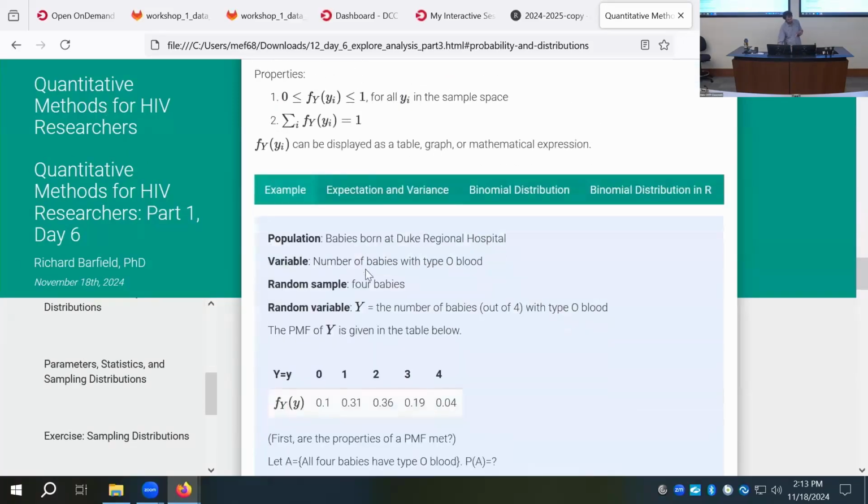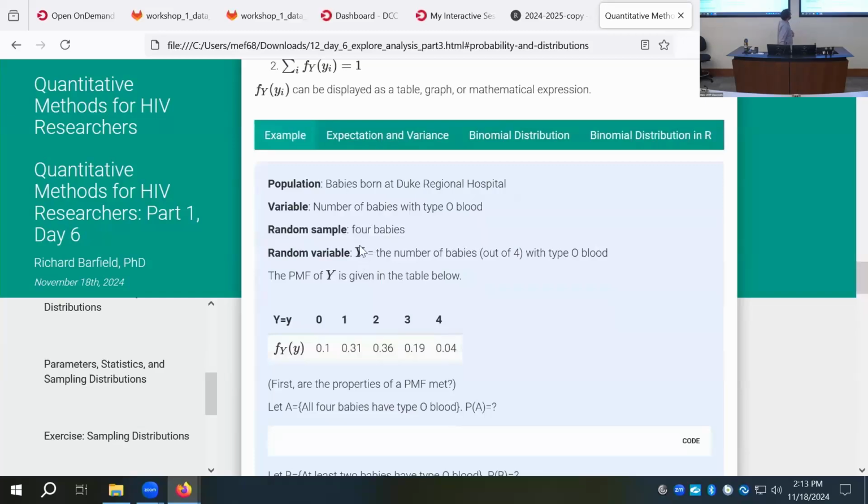So this is an example. Let's say we have our population of babies born at Duke Regional, which I think is the one up on Duke Ave. And we're looking at the number of babies with type O blood. We have 4 babies, and the random variable is the number of babies out of 4 that had type O blood.